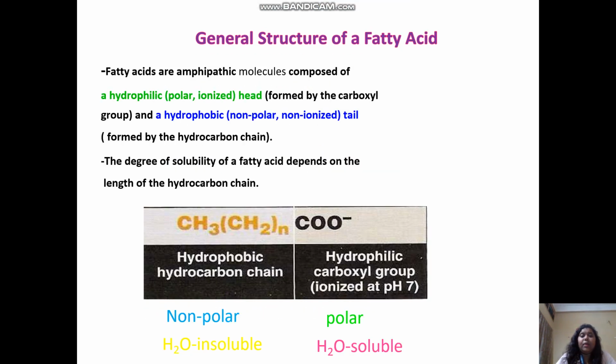In my next video, I will be discussing the classification of fatty acids. This was the general definition and general structure of a fatty acid, which I discussed in this video.